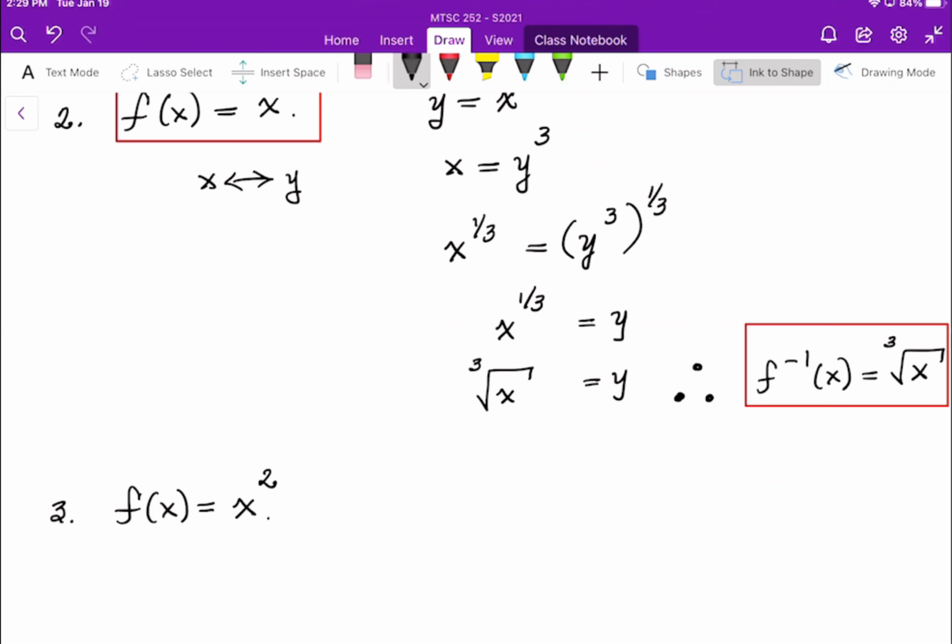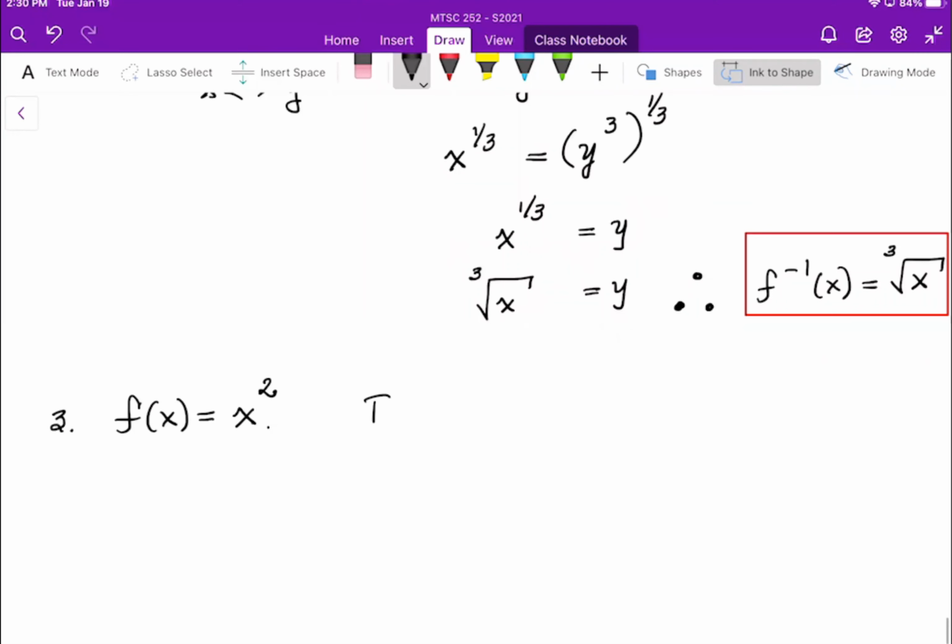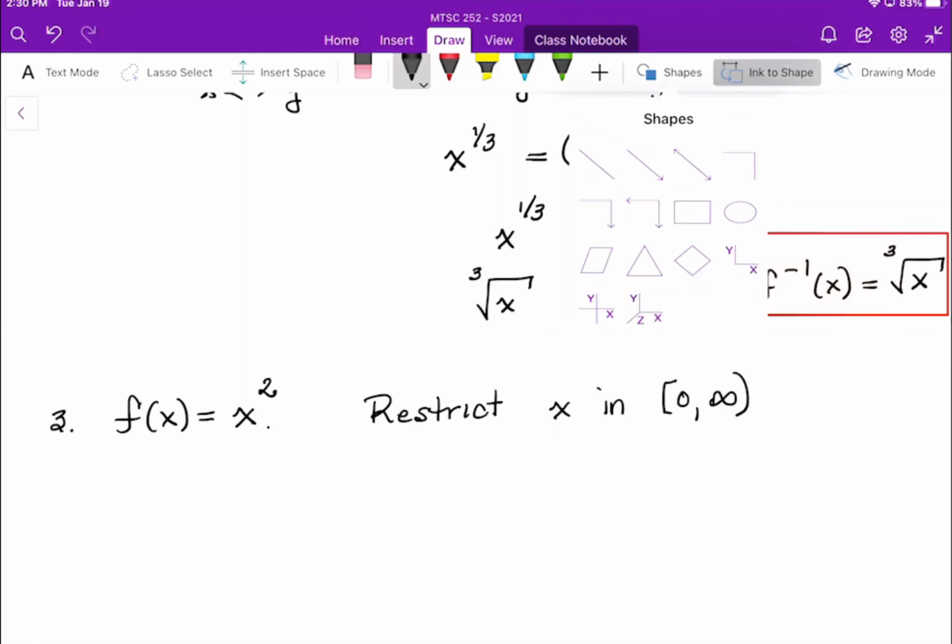Okay, f of x equal to x squared. Now, we already said that for f of x equal to x squared, that function does not pass the horizontal line test. So we can only consider one part of the function. So let's just say now we're going to restrict x to be in. So now I'm only talking about one part of this.